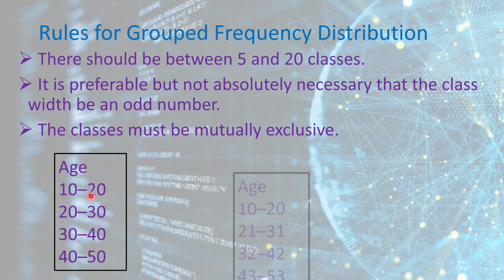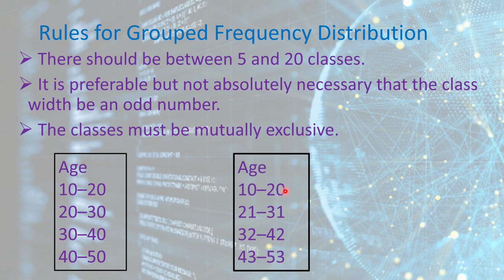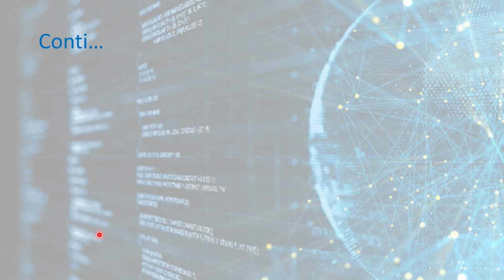Okay, so the ideal ones should be like 10 to 20, and then 21 to 31, 32 to 42, and 43 to 53. So they are also mutually exclusive. And the gap between 20 and 21 can be covered by introducing class boundaries. So they are mutually exclusive. This is the ideal one. You can still use these as well if you know that 20, 30, 40, 50 are not present in the data. So you can go for this process as well. This is also allowed, but that's not ideal, obviously.